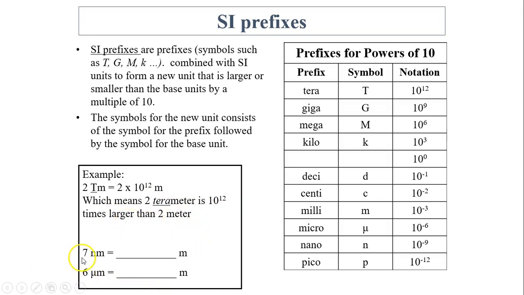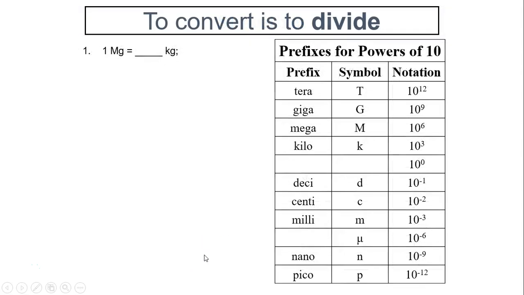Now that's a practice, 7 nanometers. How many meters is that? 7 nano. Look, nano is 10 to the negative 9. So this is 7 times 10 to the negative 9 meters. 6 micrometers would be 6 times 10 to the negative 6 meters.